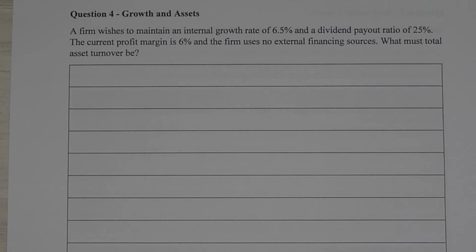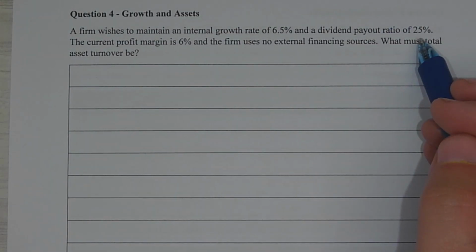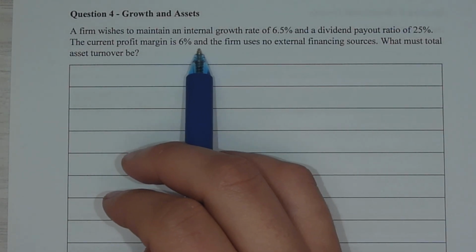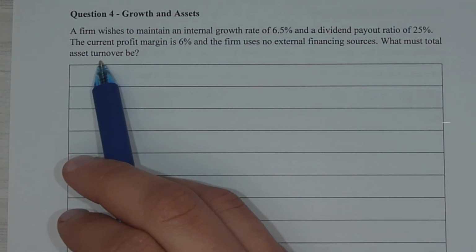A firm wishes to maintain an internal growth rate of 6.5% and a dividend payout rate of 25%. The current profit margin is 6% and the firm uses no external financing sources. What must total asset turnover be?